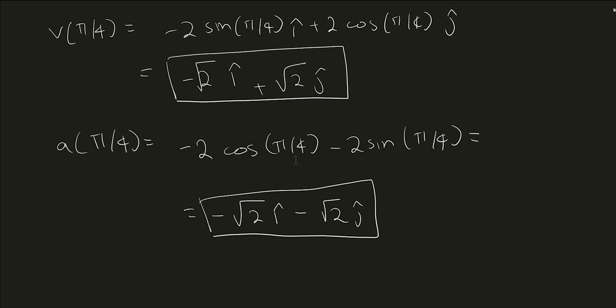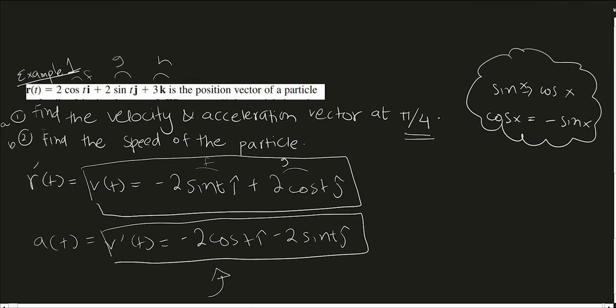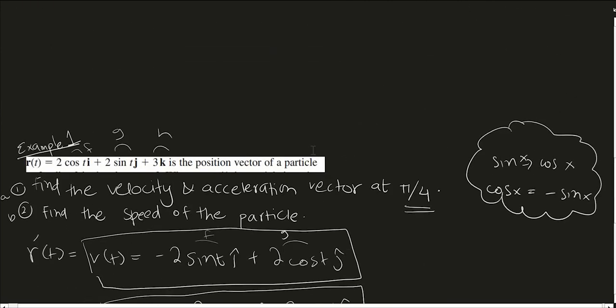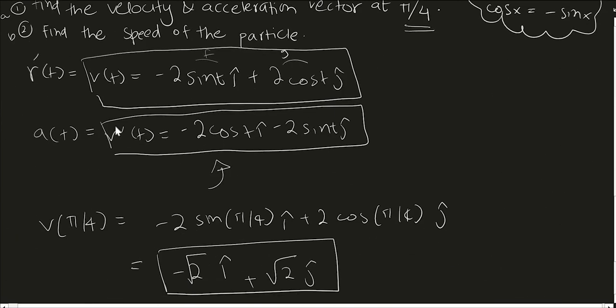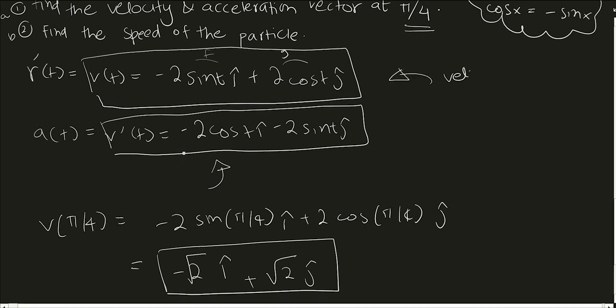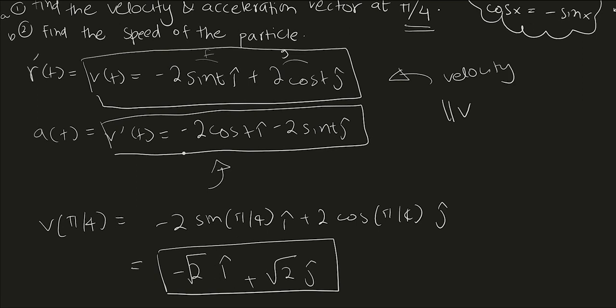Now moving on to part B, which asks us to find the speed of a particle. So how do we find the speed of a particle? You guys have the velocity function, right? So here is your velocity function. How do we find the speed of it? You will simply take the magnitude of the velocity function, which will give you the speed of it.